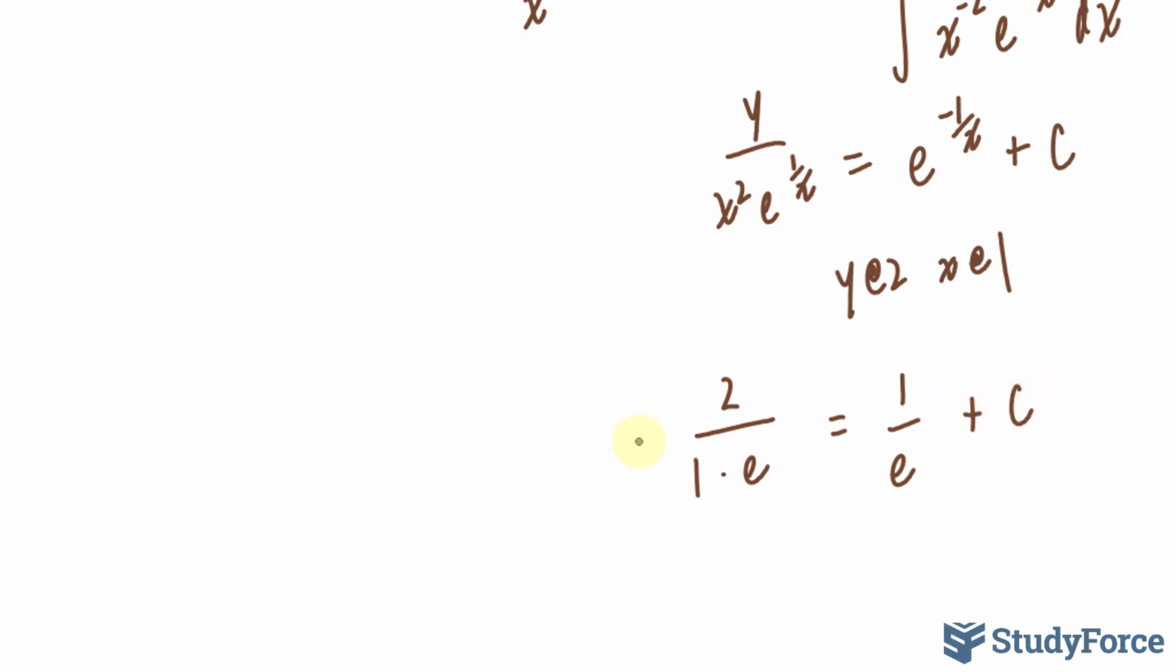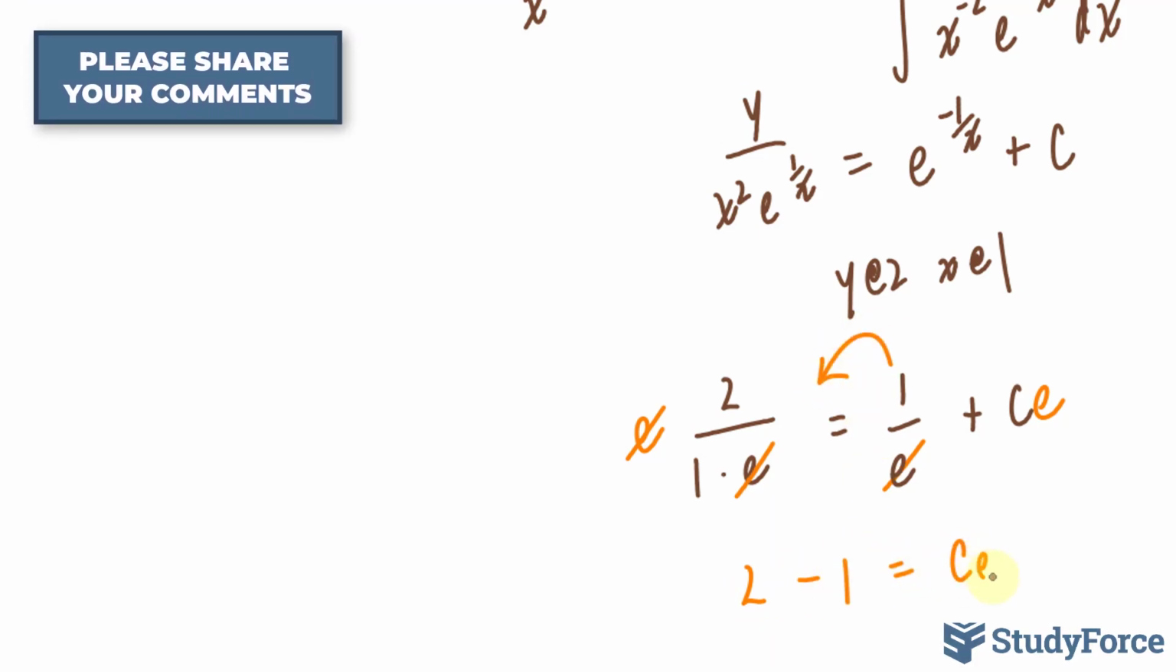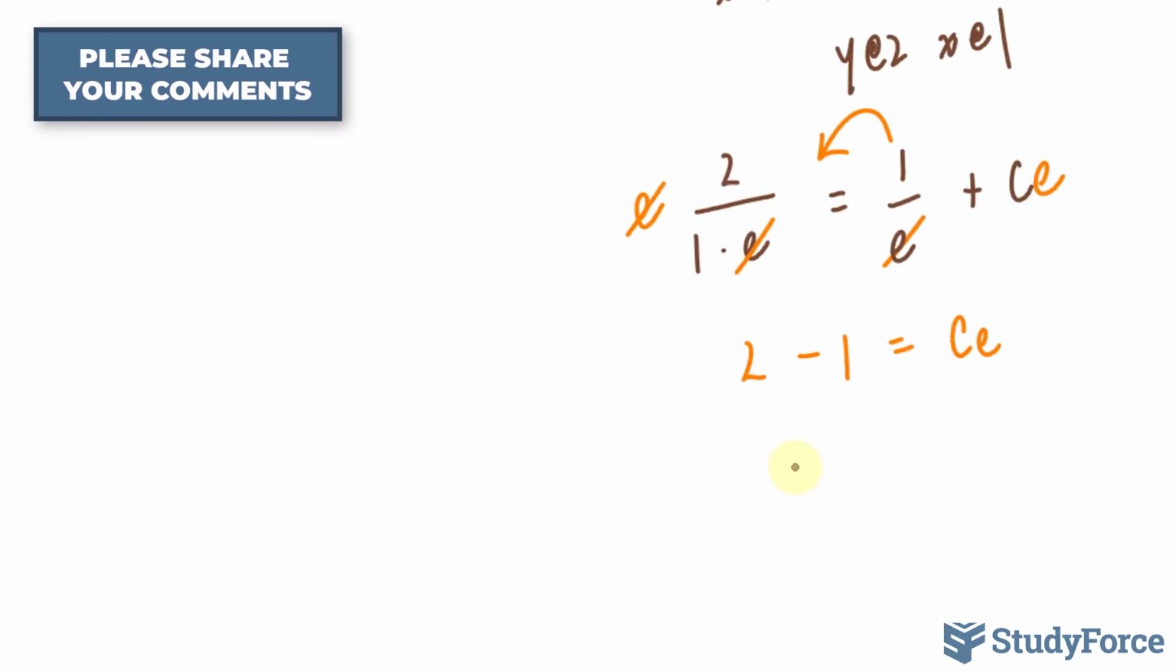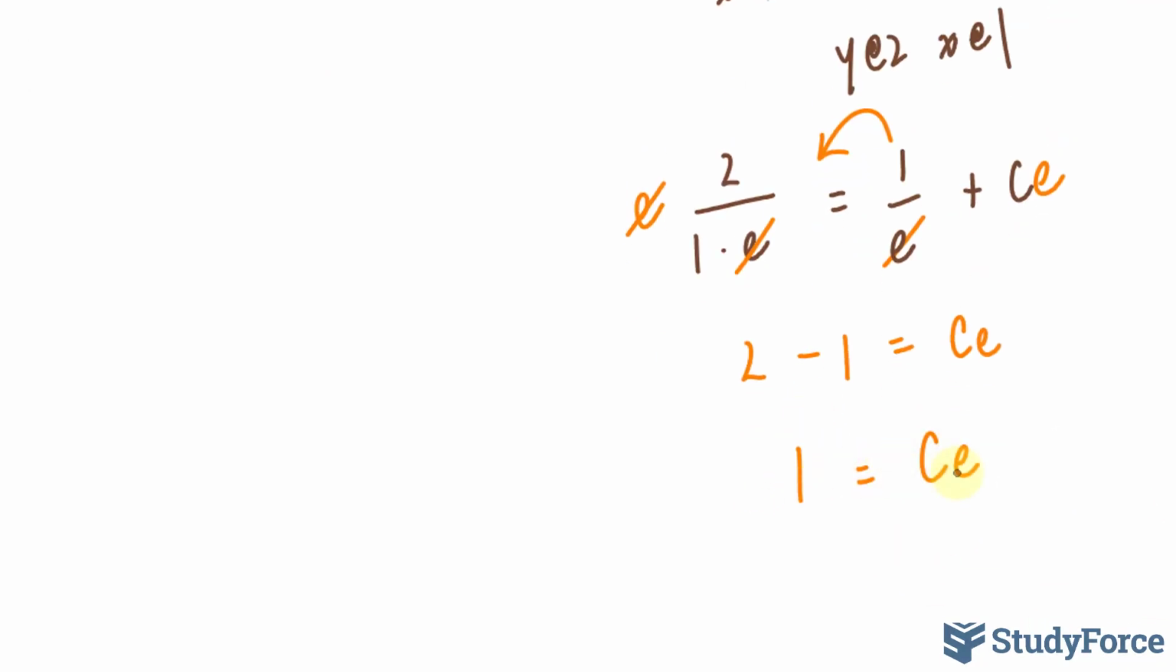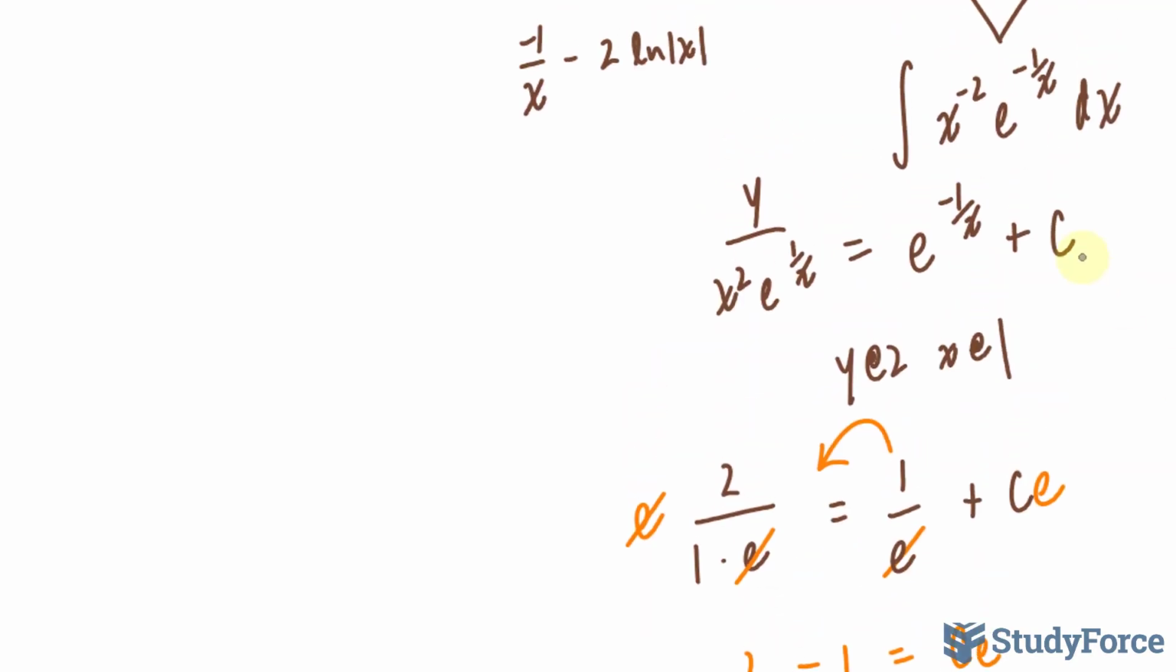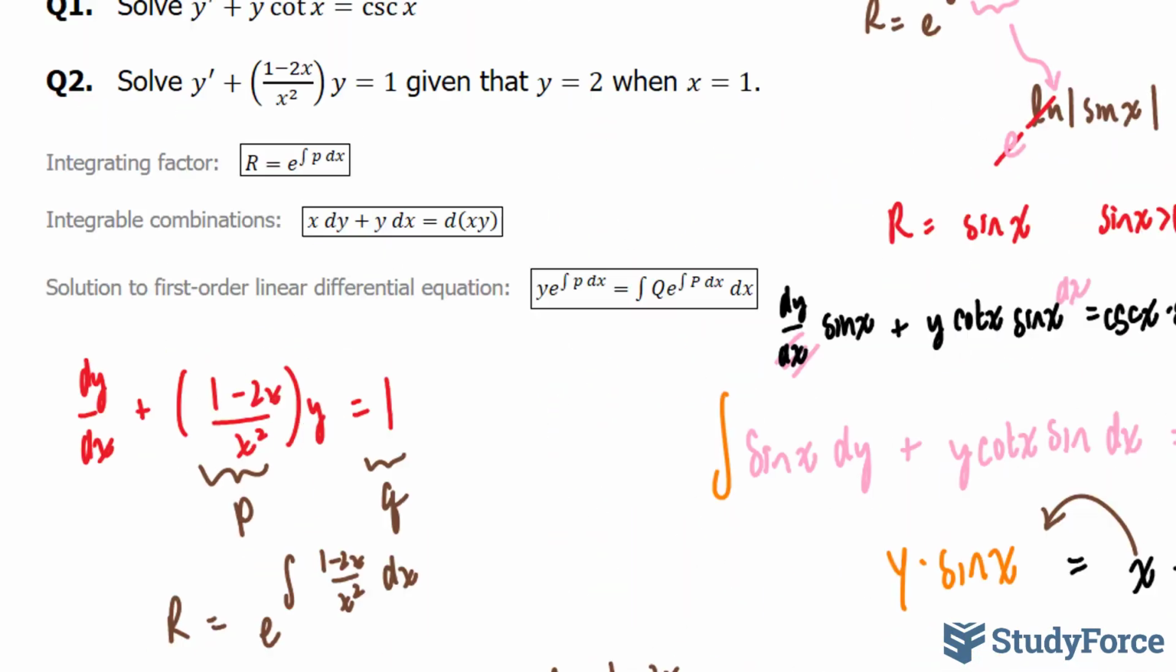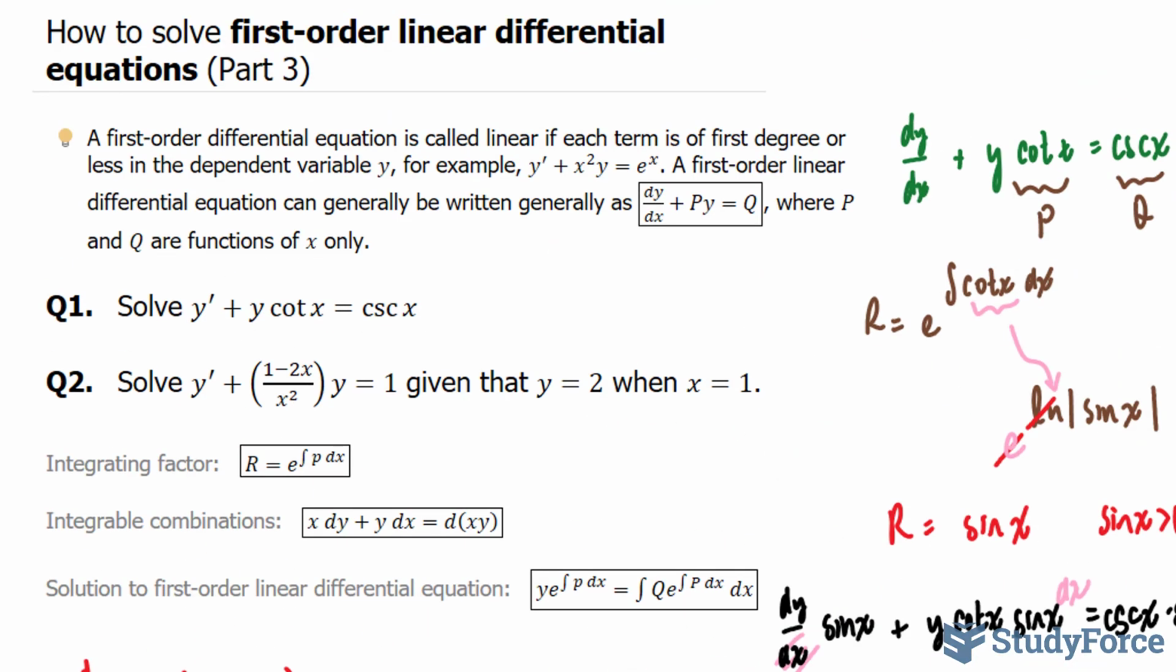Multiplying everything here by e to clear the denominators, we have 2 minus 1, bringing that over, is equal to c times e. 2 minus 1 is 1. Subsequently, we divide both sides by e, and that will give us our c value. This cancels out with the e. 1 over e is equal to c. You can place that value right here, 1 over e, and you will be done. And there you have it. That is how to solve first-order linear differential equations.